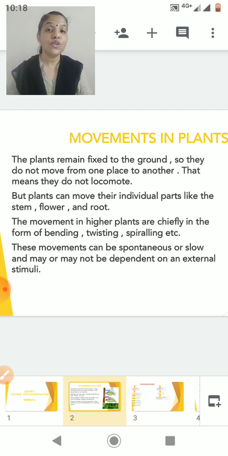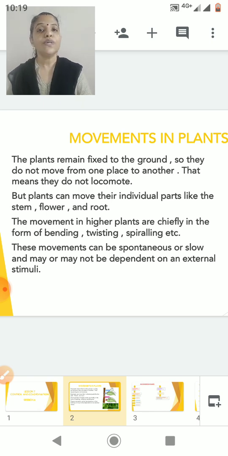Now which are the slow movements? Slowly the stem is going to move towards the light, so it is a slow movement. The root moving, searching for the water and moving towards the water, is a slow movement. Now these movements, whether spontaneous or slow, may or may not be dependent upon external stimuli. We will check out which movements are dependent on external stimuli and which do not need external stimuli.